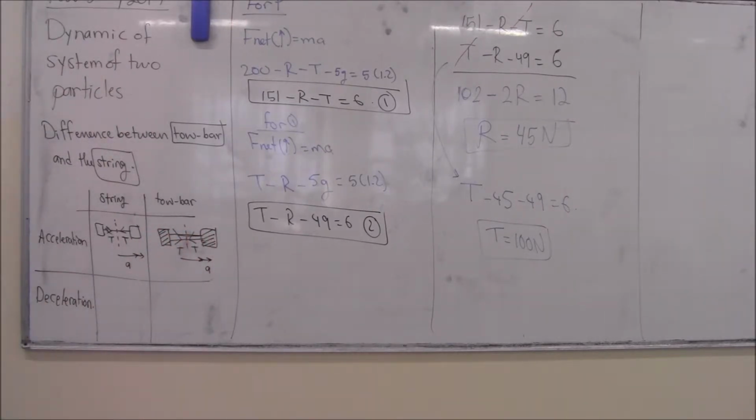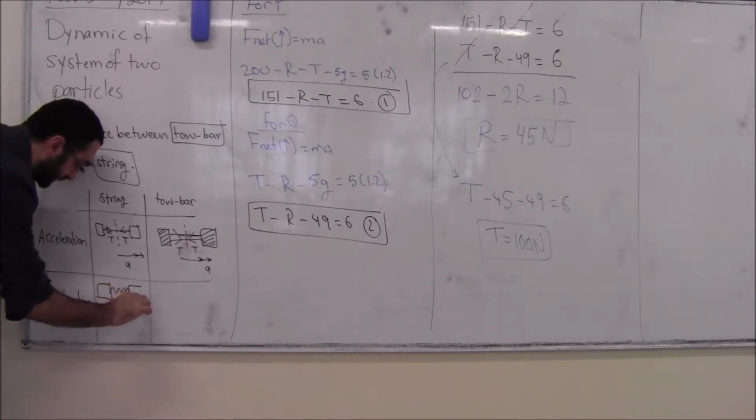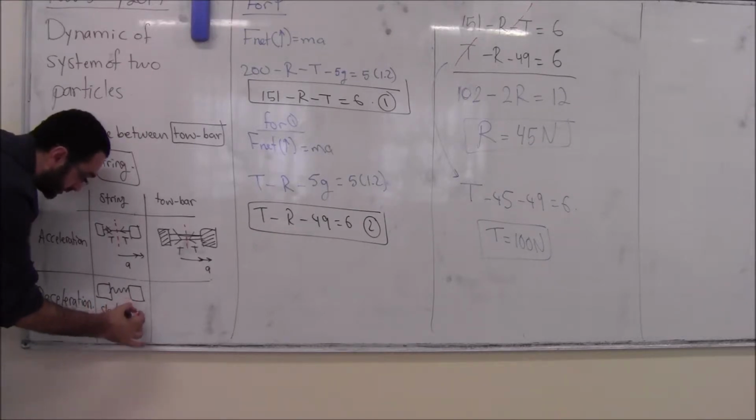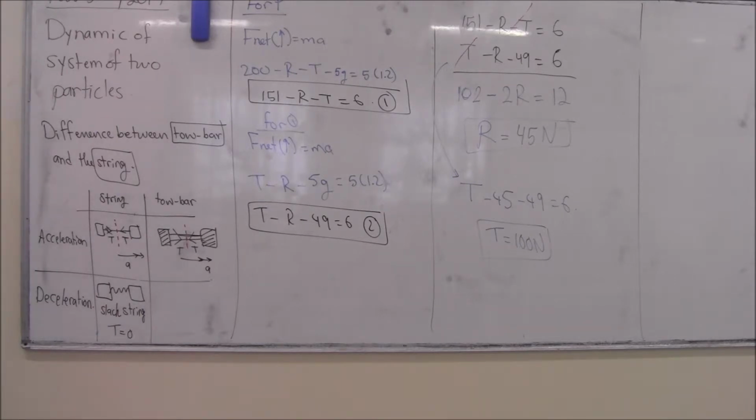Similar, yes. Where is the difference? During the deceleration, pay attention, please, the string becomes slack. So the tension is 0. The tension is 0. The acceleration case, there's no difference, right? In the acceleration, both tow bar and string will behave in the same way, especially the tension.